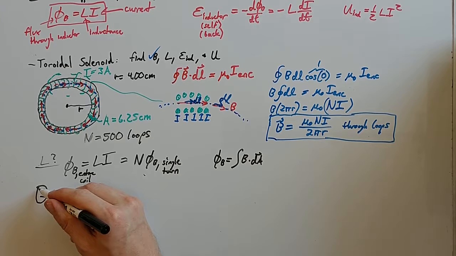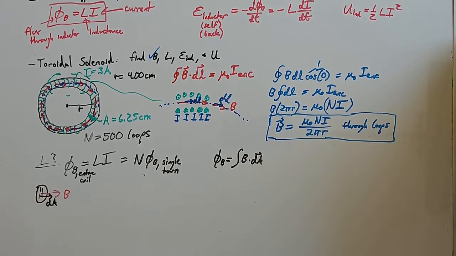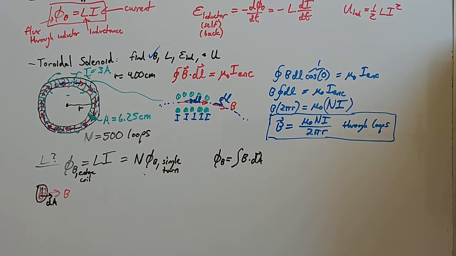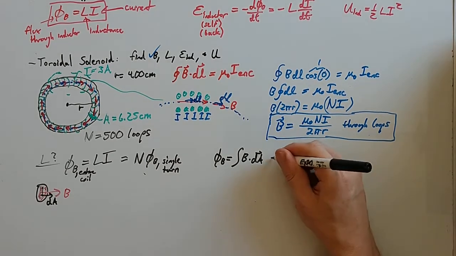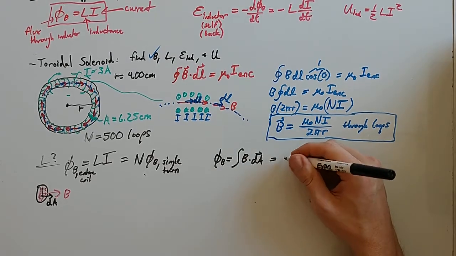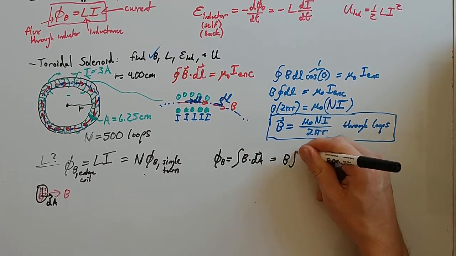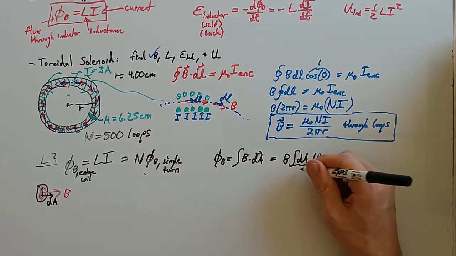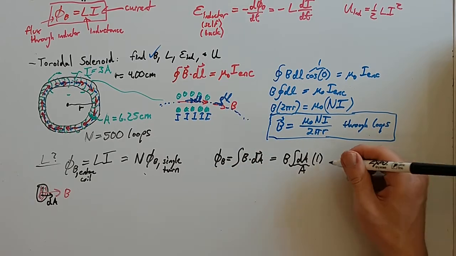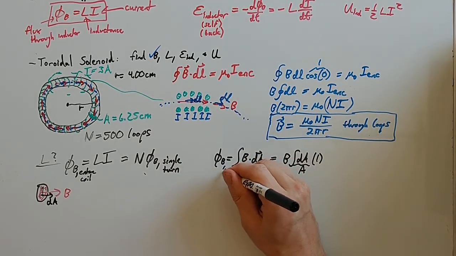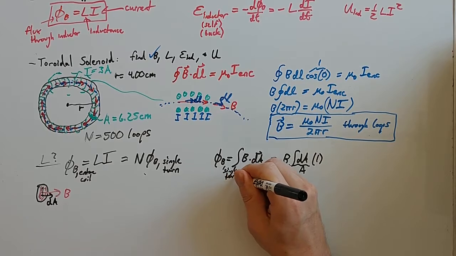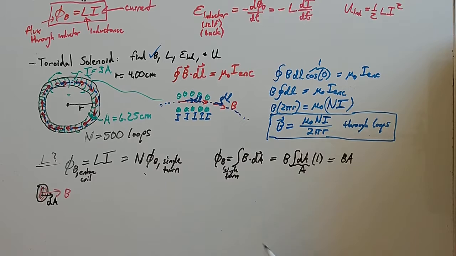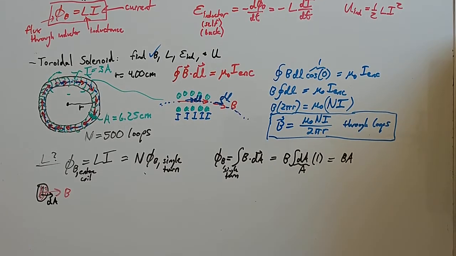And we're assuming that roughly B is just uniform in this whole area. If we make that assumption, then we can write this as B times the integral of dA times cosine theta, which is 1, and the integral of dA is just the area of the thing. So for each single turn, we get B times A as the flux, and that's roughly going to be the flux.